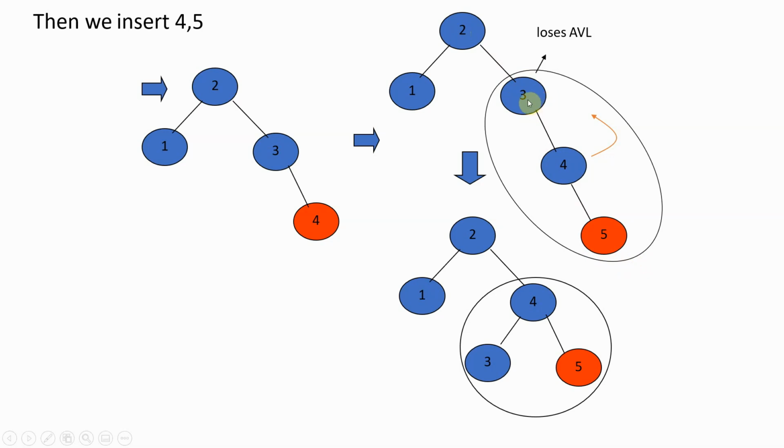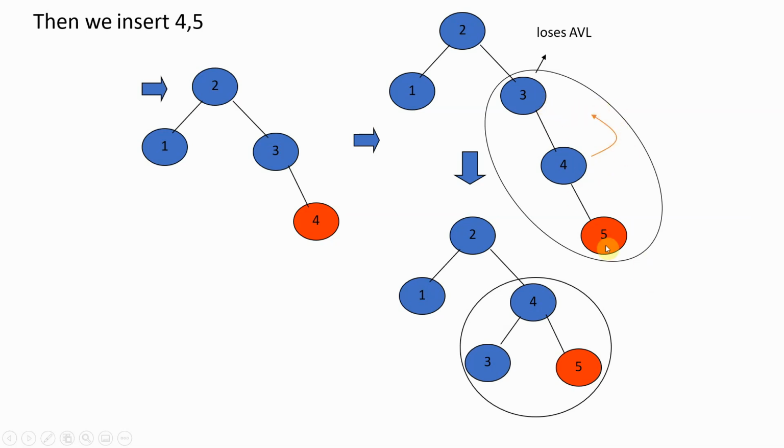This is an RR case, a right-right case, or RR rotation. Why? Because the newly inserted node is on the right subtree of the right child of the pivot, or we go right and then right. So this is an RR case. Again, it's an outside case. For an RR case, which is the mirror image of the left-left case, we need to do only one single left rotation.